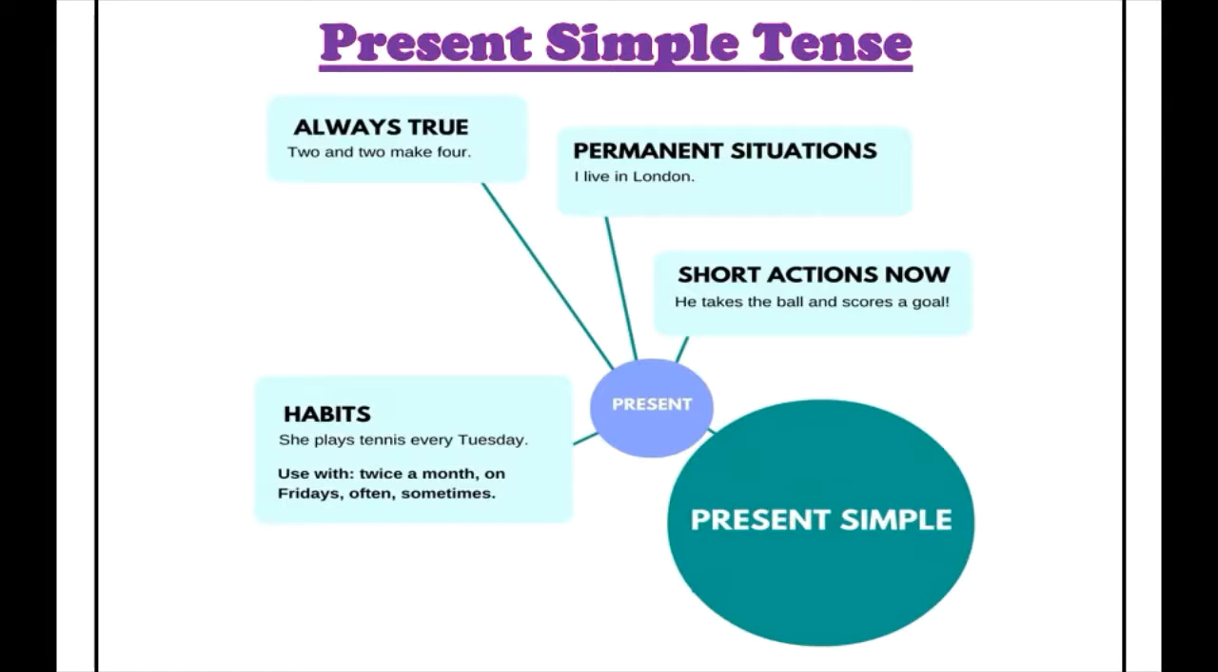We use the present simple tense with regular habits. For example, she plays tennis every Tuesday. Another example, I visit my grandparents on Fridays. Did you notice, my lovely students, "every" in the first example and "on Fridays" in the second one? These are keywords that we usually use with the present simple tense.